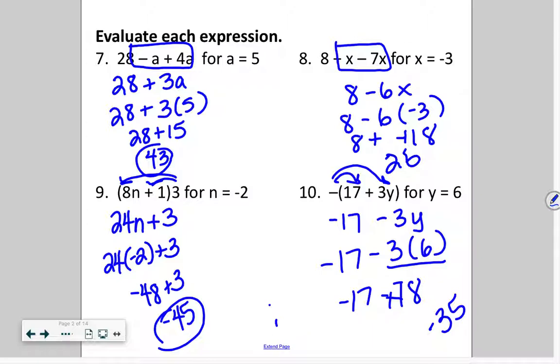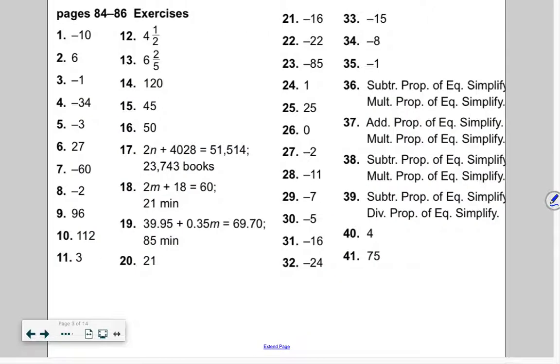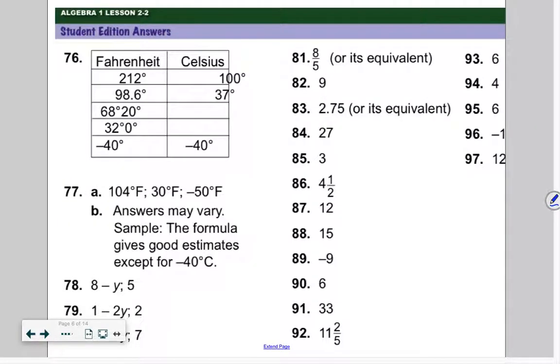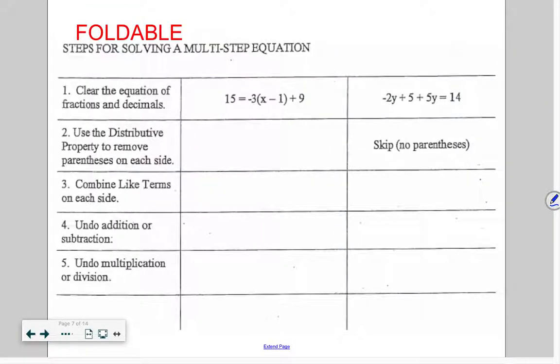Questions there? It does not matter if you replace your variable ahead of time or if you join like terms and then replace the variable. Okay, into your foldable, please.